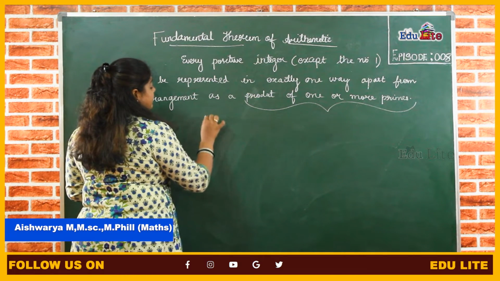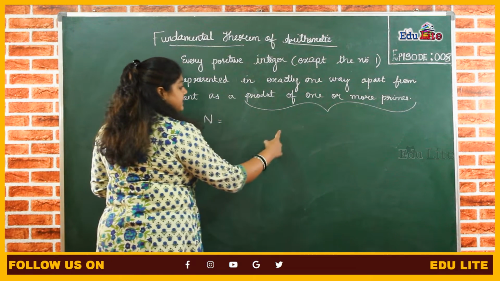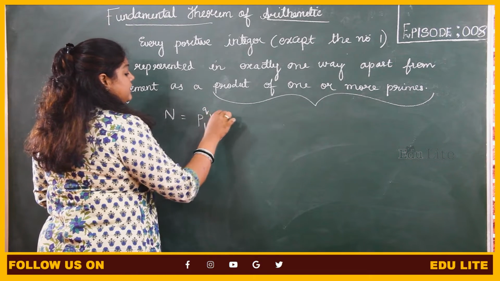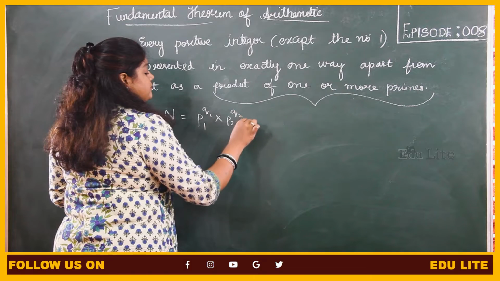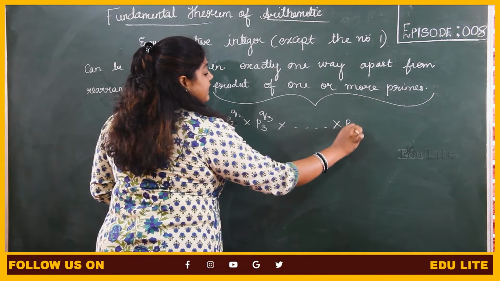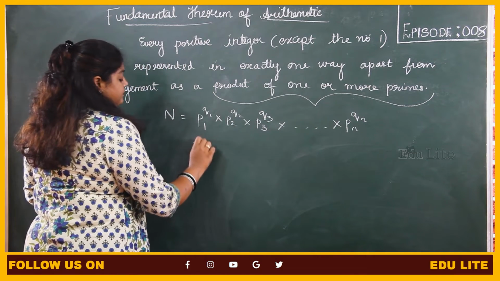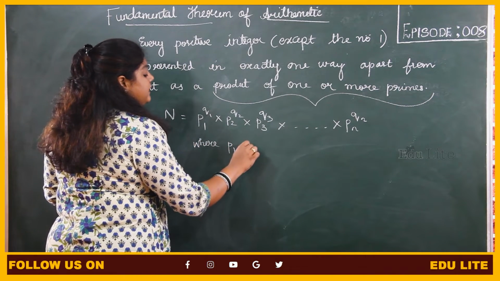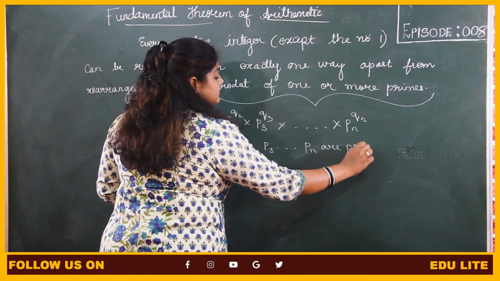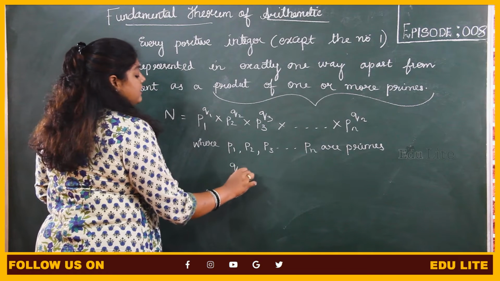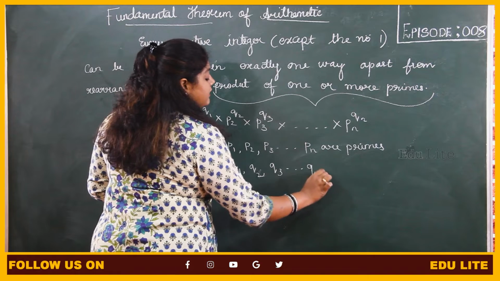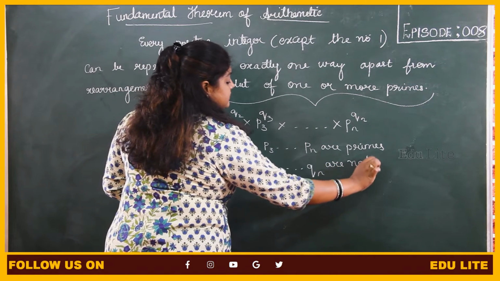So the positive integer can be expressed as n, and it can be represented as a product of 1 or more primes. The representation is given as p1 power q1, p2 power q2, p3 power q3, up to pn power qn, where p1, p2, p3, up to pn are primes and q1, q2, q3, up to qn are all natural numbers.